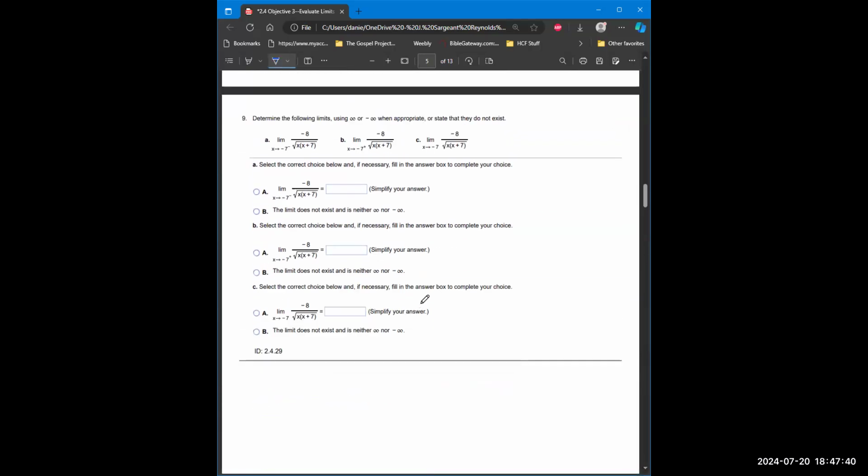Let's go ahead and determine the limit using positive infinity or negative infinity where appropriate. As I approach negative 7 from the left, this is a negative times a negative, which is a positive inside that square root, which is good. That negative divided by that positive is a negative, and we're getting close to negative infinity.